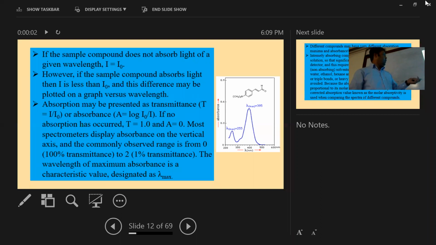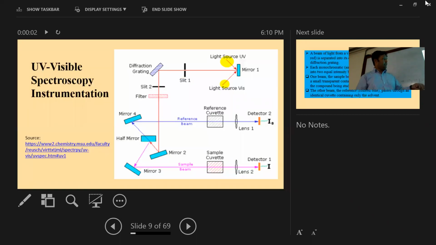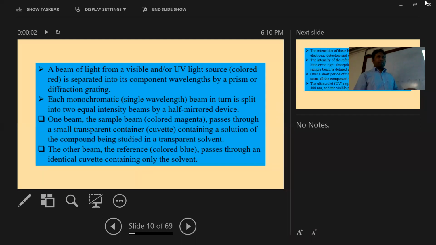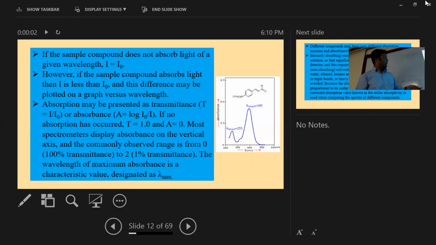or absorbance A equals log I naught by I. If no absorption has occurred, transmittance would be 1 or 100%. That means if both cuvettes have water, I naught and I would be the same. In that case, transmittance will be 100%. And if it absorbs something, then absorption has occurred. If no absorption has occurred, T equals 1 and absorbance equals 0.